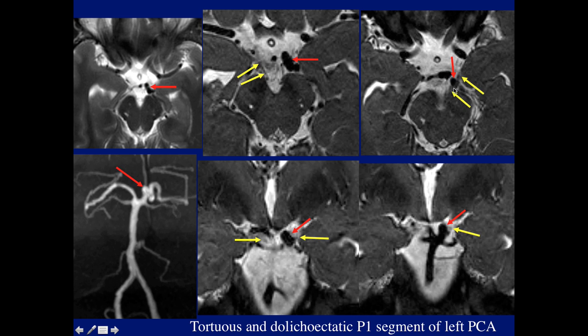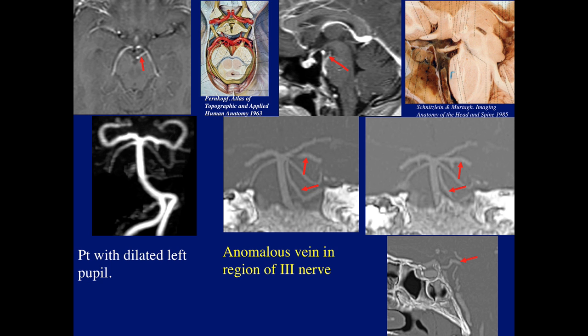And here's the right, the normal right. We cannot identify the left except maybe a little piece here. Patient had no third nerve palsy. This was an unusual case that actually did have a third dilated left pupil. But there were no arterial abnormalities.